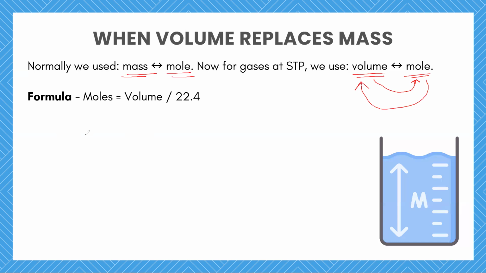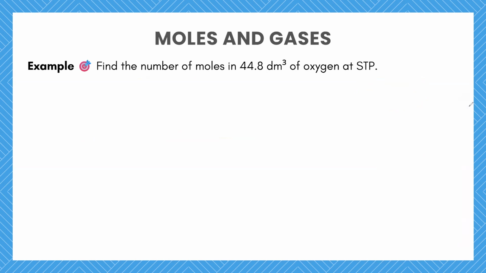There is a formula to use, and that formula says the number of moles of a gas is given by the volume that it occupies divided by 22.4. Okay, so the number of moles is equal to the volume that it occupies divided by 22.4. Now, this volume that it occupies must be measured in dm³ or in liters. Because when we're dealing with the volume occupied by gases, we use the units of dm³ or liters.